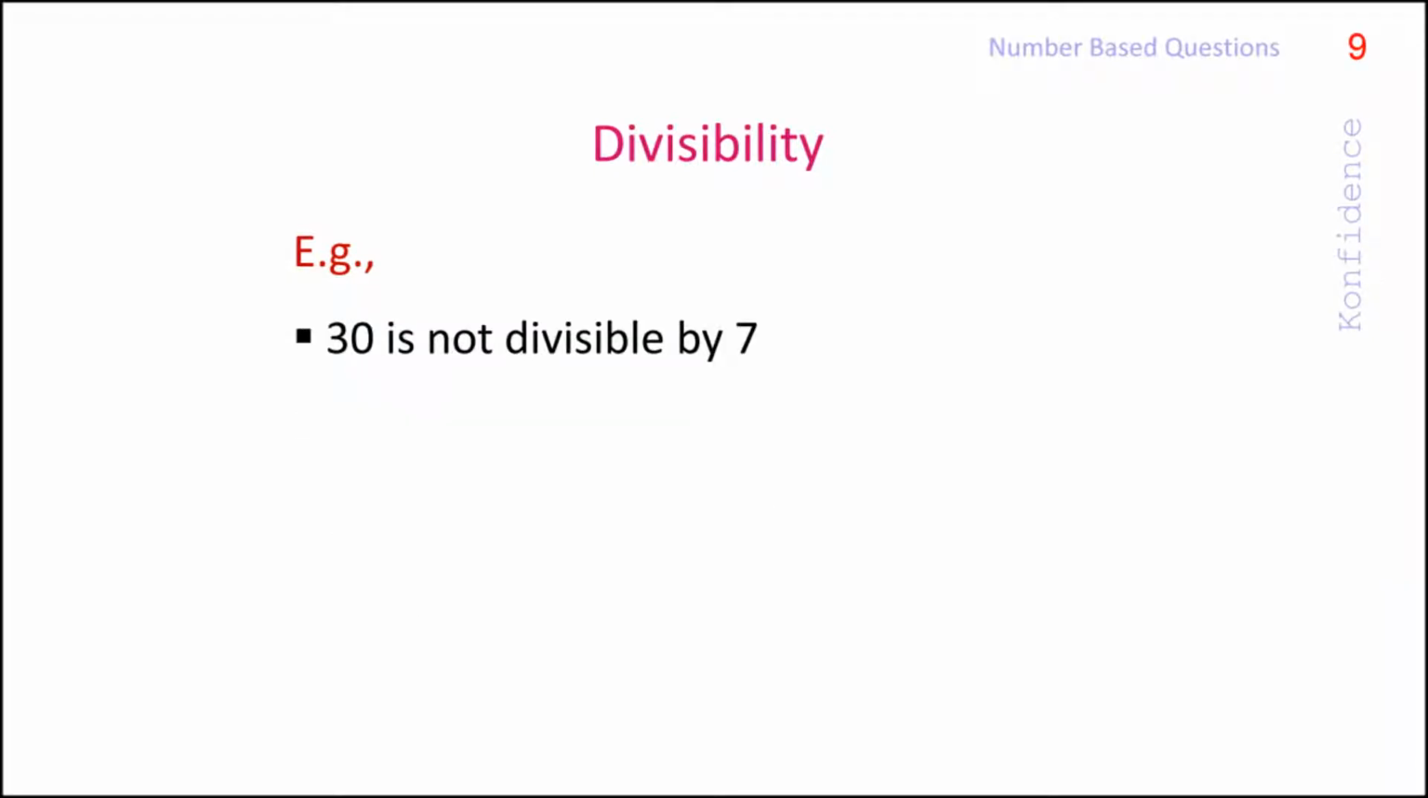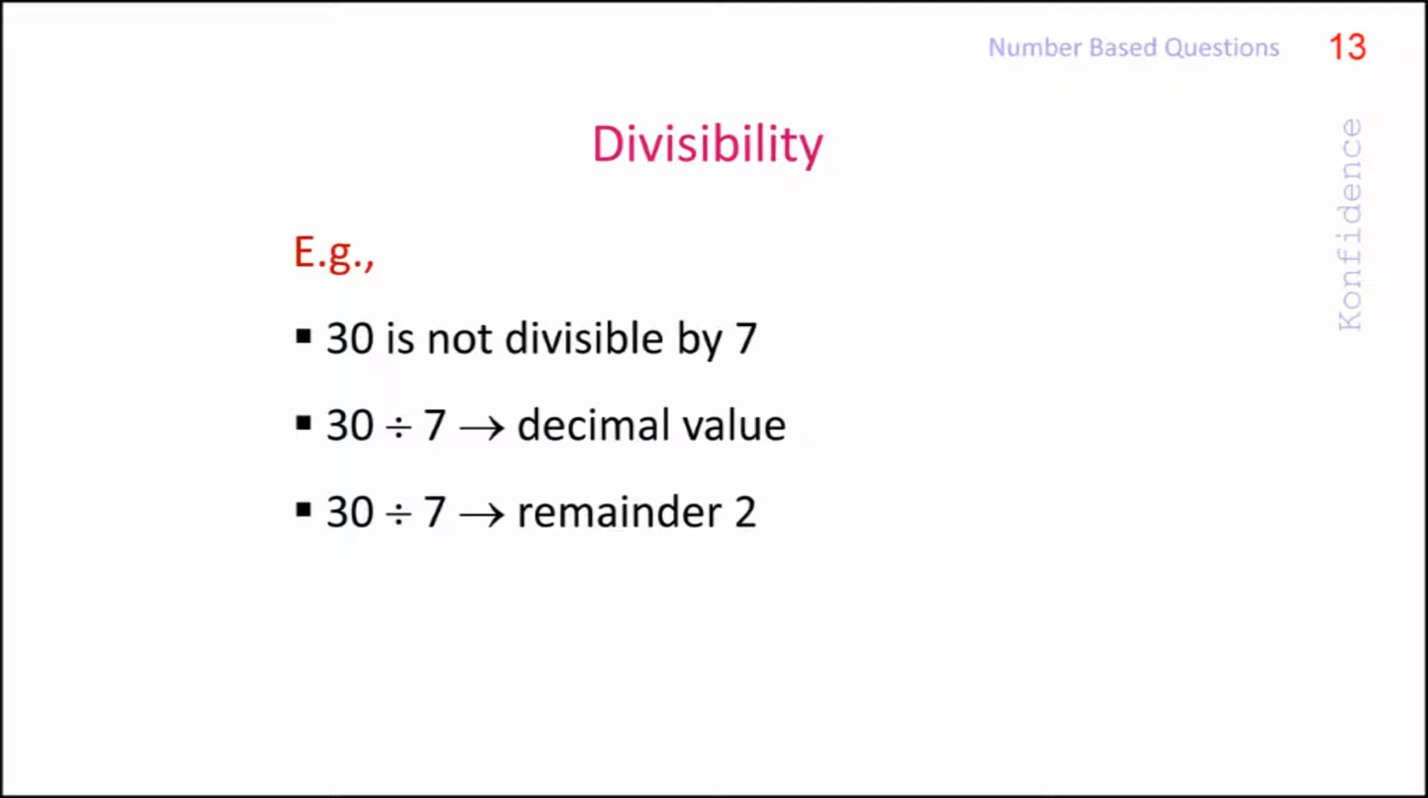Similarly, we know that 30 is not divisible by 7. This is because if we divide 30 by 7, we do not get a whole number. We get a decimal value. Or if we say it in another way, when we divide 30 by 7, we get a remainder 2, which is non-zero.